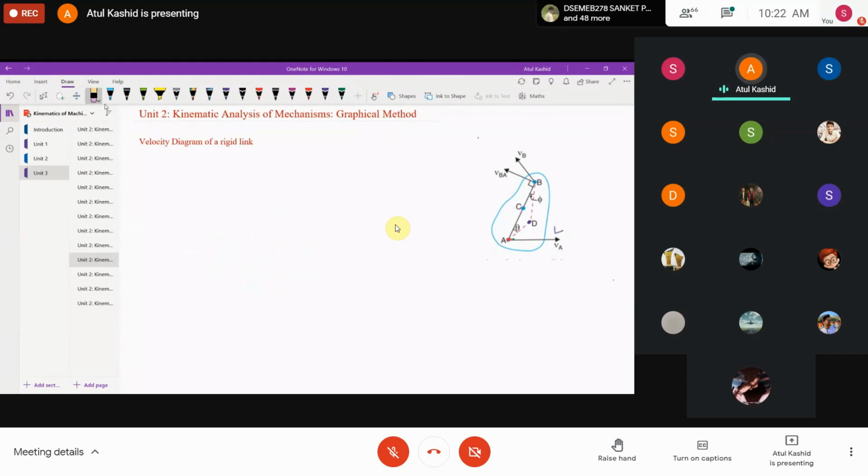And we have gone through a very simple example over here, a rigid link example, right? And we have drawn the velocity diagram for the rigid link, right? So please reply in the chat box. Please reply in the chat box.